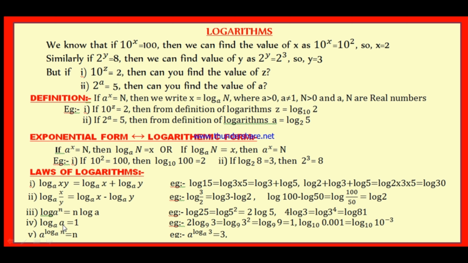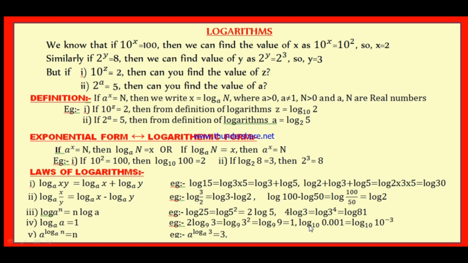And the fourth law of logarithms, log a to the base a is 1. Log a to the base a is equal to 1. For example, you see here, 2 log 3 to the base 9. How can we simplify this? Here if you apply the third law first of all, this is in the form of n log a. Therefore take this 2 inside, so that this is log 3 square to the base 9. What is 3 square? 3 square is 9. Therefore log 9 to the base 9. Now if we apply the fourth law, log a to the base a is 1. Therefore log 9 to the base 9 is 1.